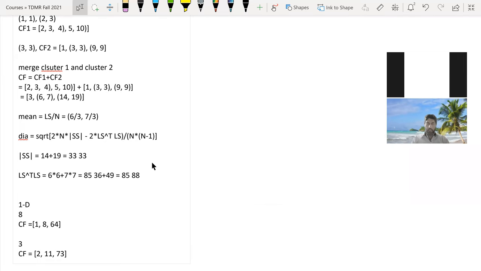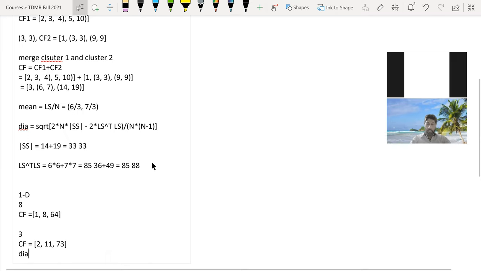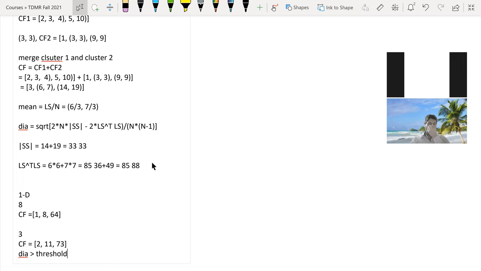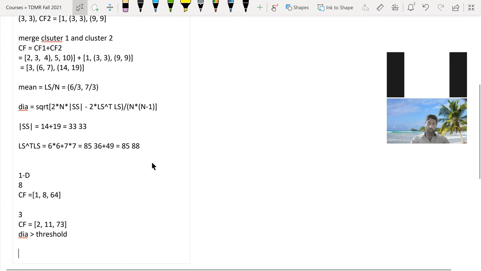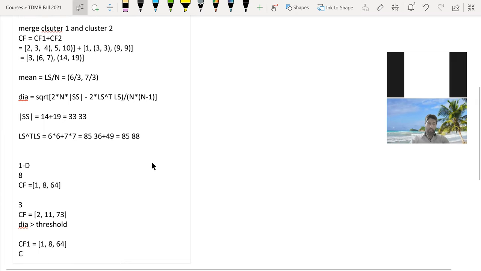So whenever a CF contains more than one object, you have to compute its diameter. If the diameter is greater than some user specified threshold, then it means that this cluster is now big enough, we will have to split it. This new object would not be placed in this cluster or in this CF. Okay? So let's say I'm just giving a hypothetical example. Let's say when we put this 3, the diameter increases. This means the original CF, which was CF1, which is just 1, 8, and 64, will remain as it is. We will create a new CF, CF2, which is of course 1 with 3 and 9. So now we have two CFs, two clusters.